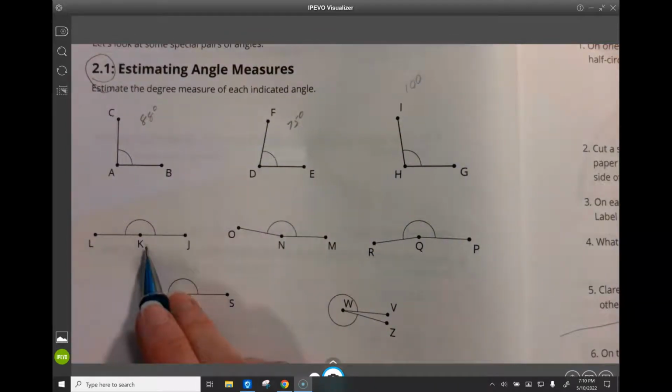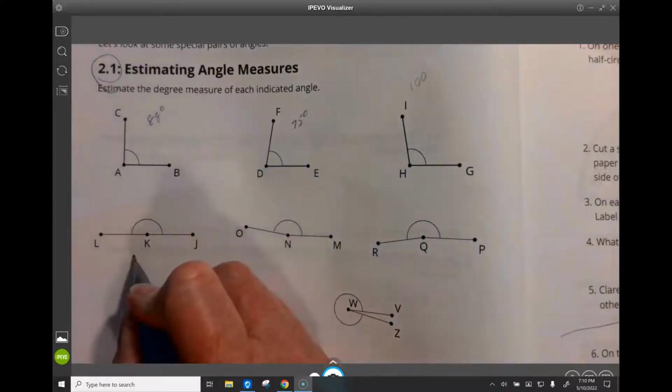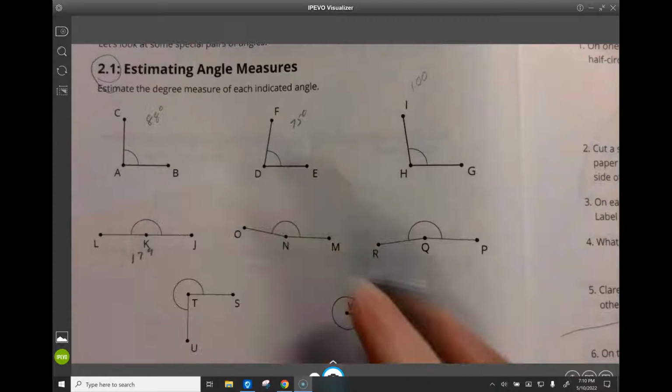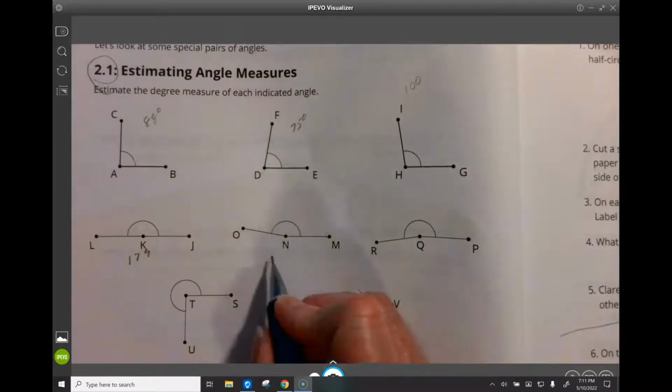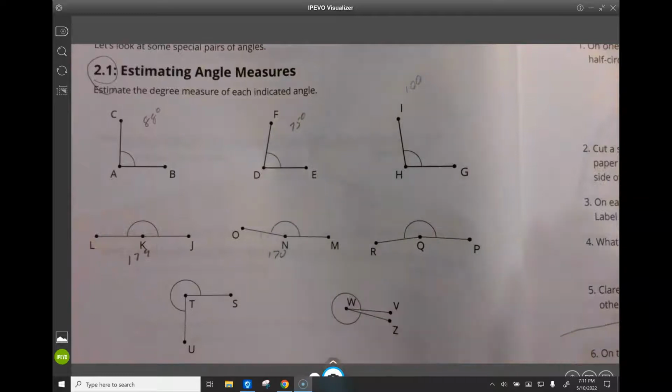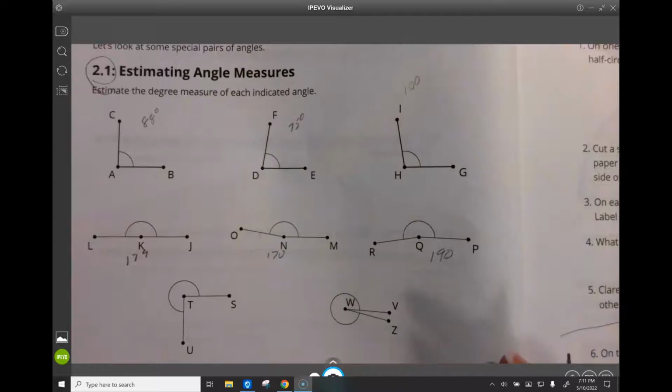This one looks like it's straight. Is that a straight line? Oh, can't use my protractor line. I would say if this is not 180, then it's 179. This one's less than that by a little bit. Okay, so I'd say probably about 170. This one's more than a little bit, so I would say 190. And again, I'm just guessing.